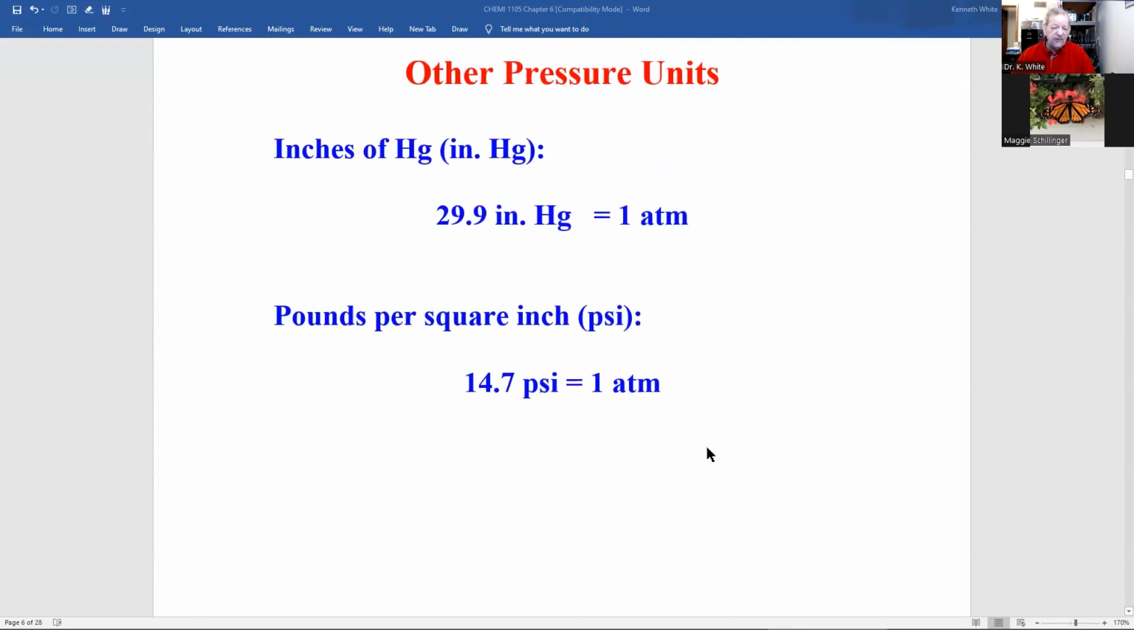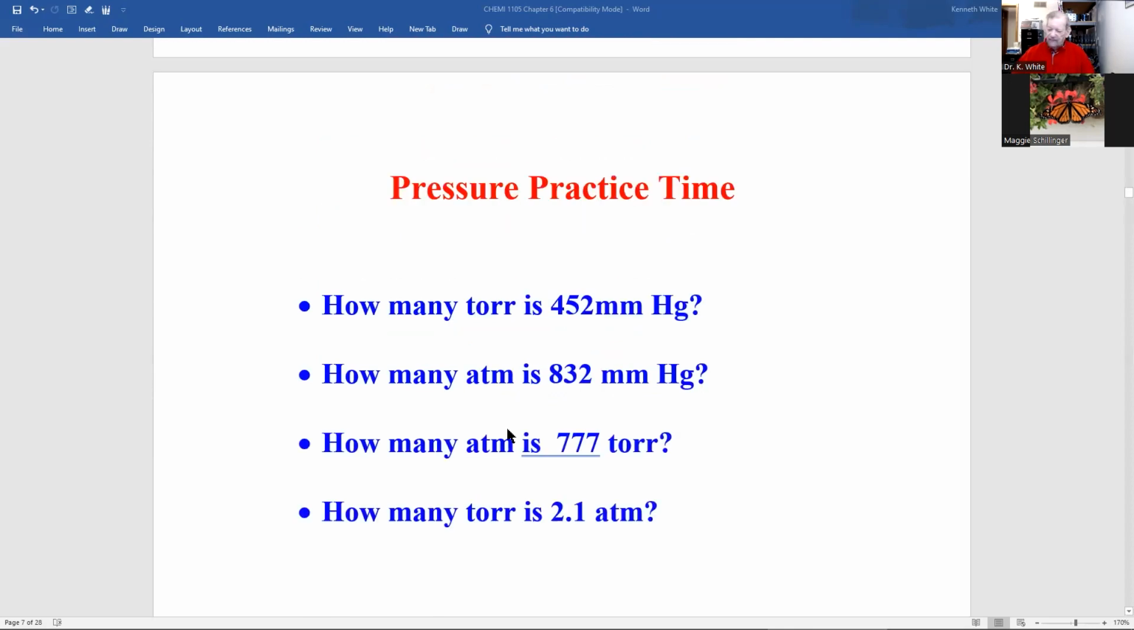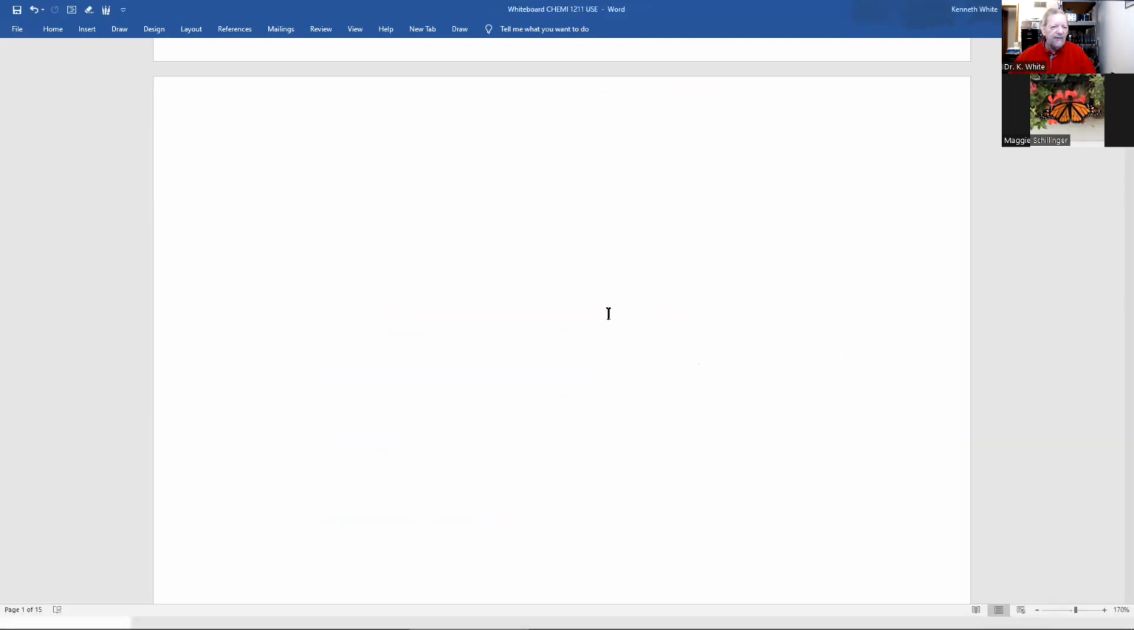So there are other units which I talked about yesterday that we won't use in this class, but we use in our daily life. Inches of mercury are found in weather forecasts, and pounds per square inch, PSI, are used for things like your car tires. All right, let's do some practice time. Instead of this, I'm going to do it on the whiteboard so I won't have to jump.